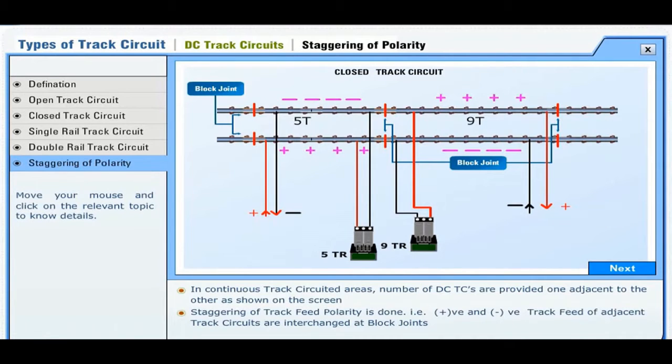Staggering of polarity. In continuous track circuited areas, a number of track circuits are provided, one adjacent to the other, as shown on the screen. Staggering of track feed polarity is done, that is, positive and negative track feed of adjacent track circuits are interchanged at block joints.